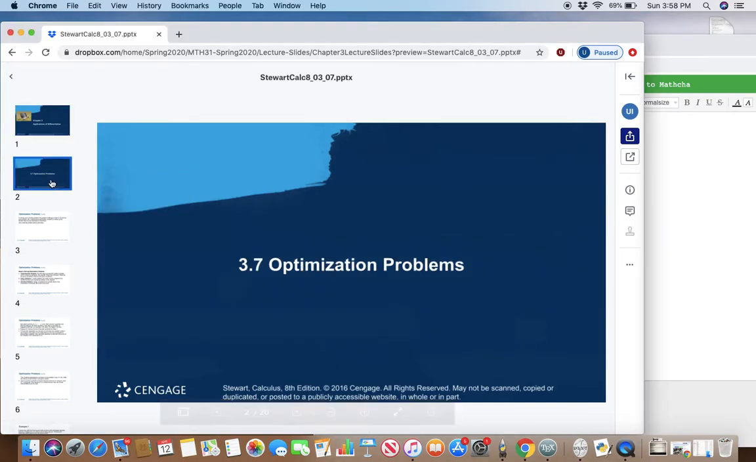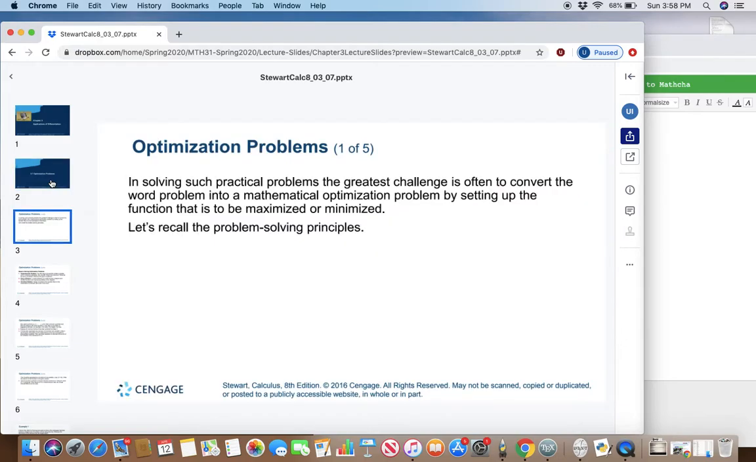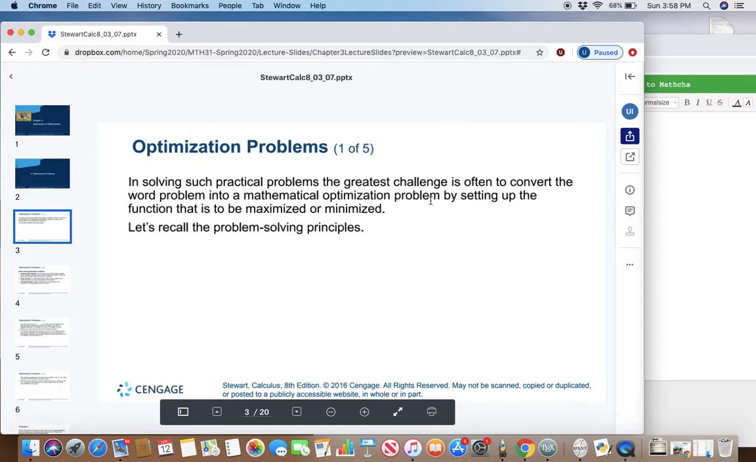is optimization problems. Okay. Now, these are what we call word problems in calculus. In solving such practical problems, the greatest challenge is often to convert the word problem into a mathematical optimization problem by setting up the function that is to be maximized or minimized. Let's recall the problem solving principles. So any word problem, you have certain basic principles.